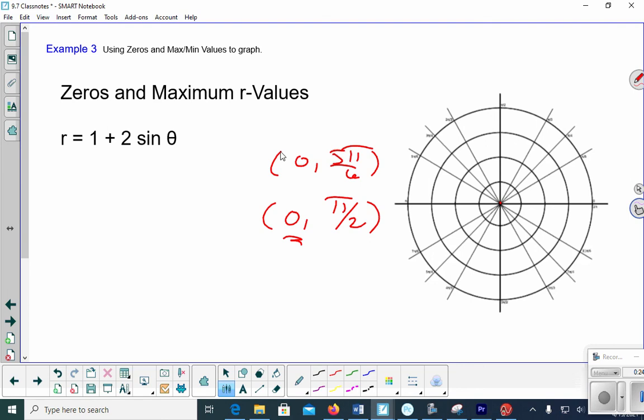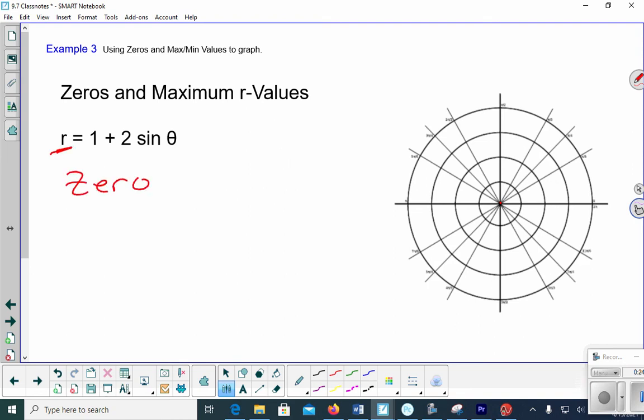So the zeros really don't help. We're going to find them, though. You're still going to have to tell me when you have zeros, and then you're going to have your maximum r values and your minimum r values. Let's talk about the zeros first, because they're kind of intuitive. When I find my zeros, that means I'm going to put 0 in for r, and then I'm going to remember trig and solve this equation.